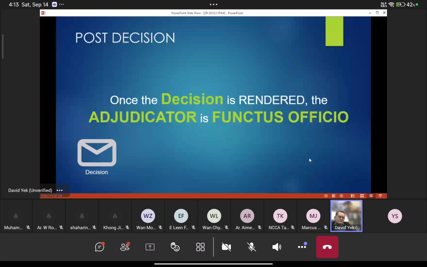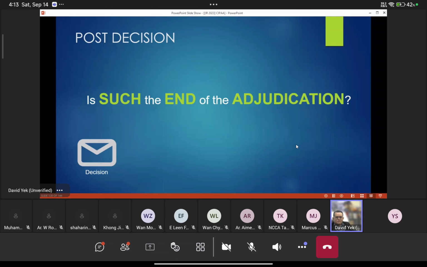Now, once the decision is rendered, that means the decision has been written and published, or notified to the parties, the adjudicator is functus officio. Functus, not fungus. Functus officio means the official mandate for the adjudicator to act has expired. He has no jurisdiction whatsoever. You can't call him back to argue your case again. Once the decision is issued, that's it. His work is done.